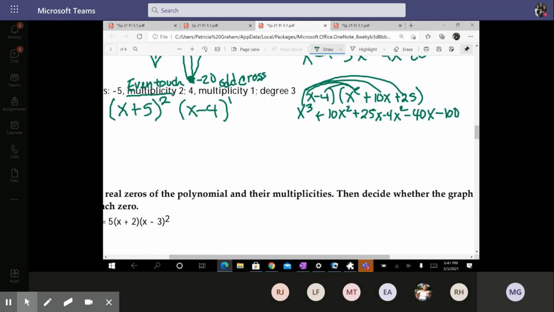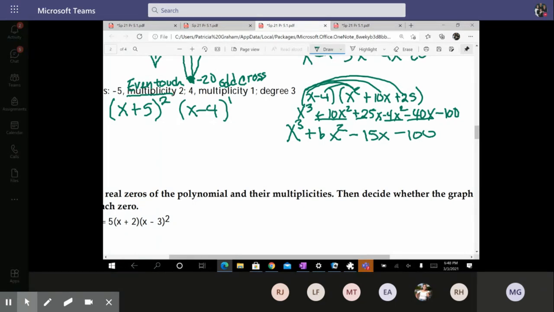Got some cleanup to do this time. X to the third. Then I have a positive 10x squared and a negative 4x squared, so that gives me plus 6x squared. Then a positive 25x and a negative 40x, and minus 100. So it's a degree of 3.